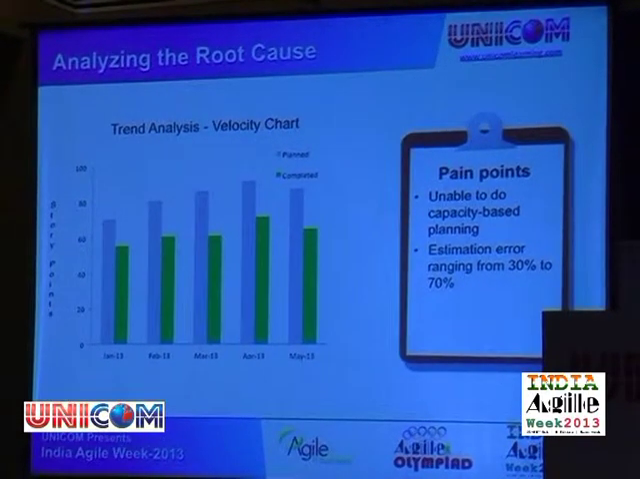Consistently, we were not able to plan at a certain level, and at the same time, whatever we planned, we were not able to achieve. So it becomes very hard for a team like us to do capacity-based planning. There were also estimation errors ranging from 30% to 70%. This was the core problem that we could nail down from the historical data that we reviewed.